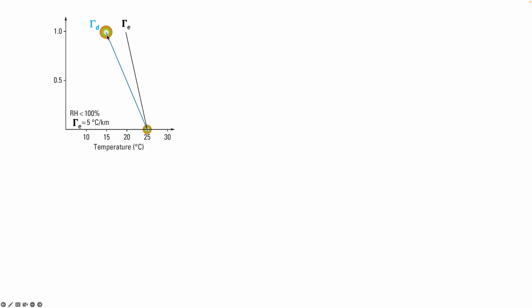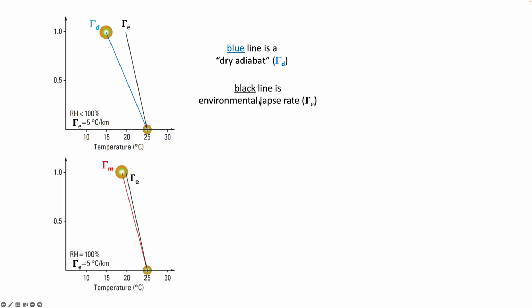So at 1 kilometer, the parcel is going to have a temperature of 15 degrees Celsius. The surrounding environment is going to have a temperature of 20 degrees Celsius. And what we're going to see now is that the parcel is colder than the surrounding environment. So again, the blue line is our dry adiabat, the black line is the environmental lapse rate line, and we see that the parcel ends up being colder in this case than the environment at 1 kilometer.